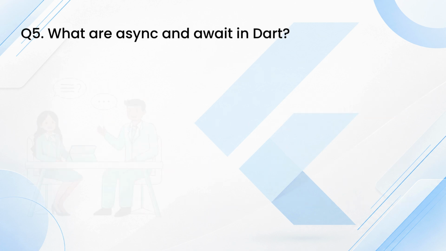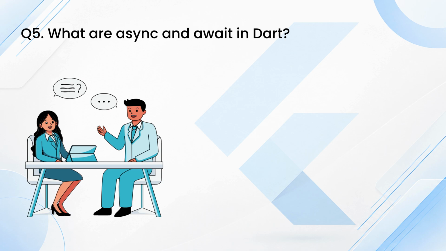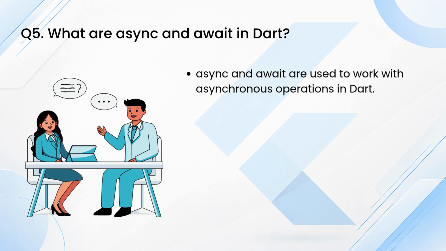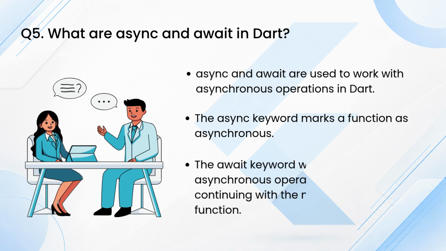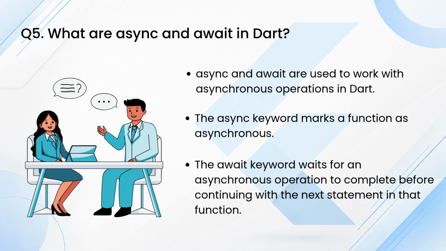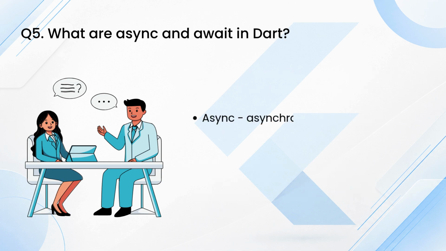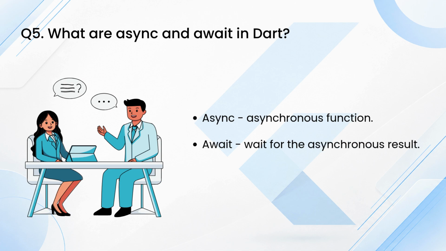Question 5. What are async and await in Dart? Async and await are used to work with asynchronous operations in Dart. The async keyword marks a function as asynchronous. The await keyword waits for an asynchronous operation to complete before continuing with the next statement in that function. Simply remember, async means asynchronous function. Await means wait for the asynchronous result. Now here is the next question.